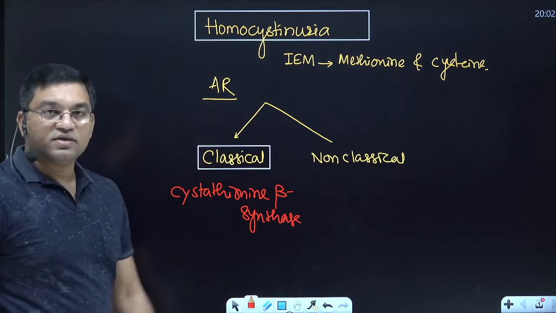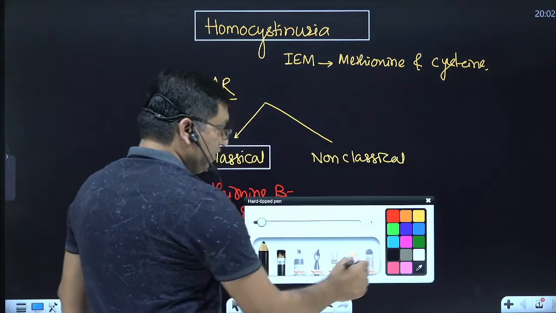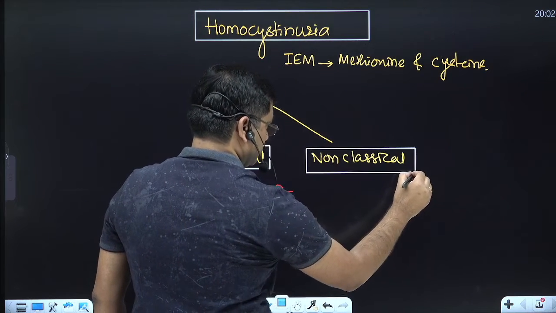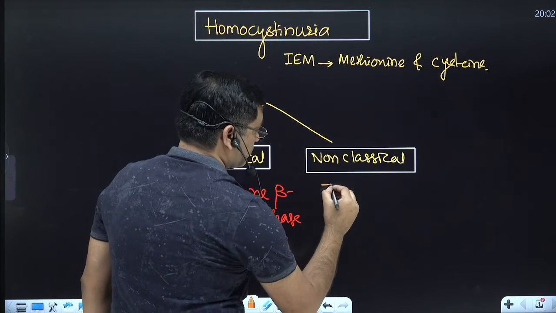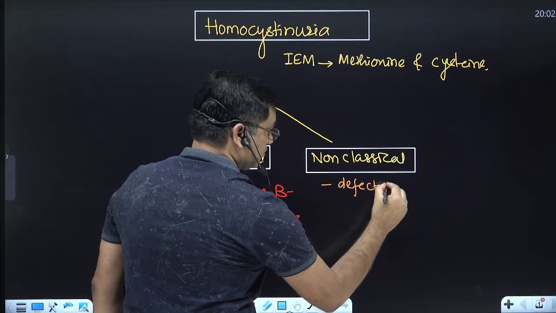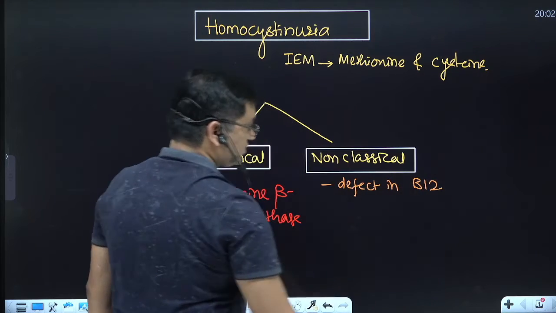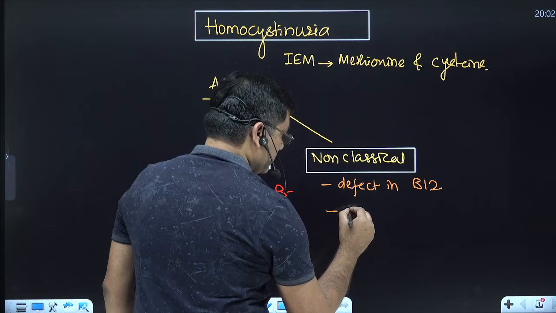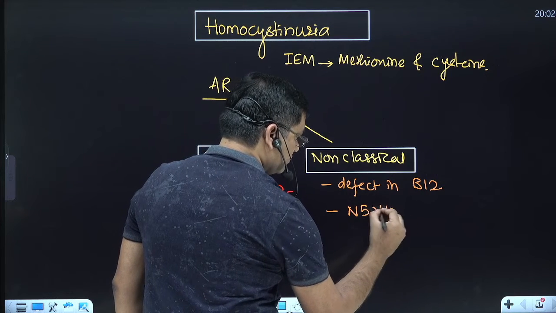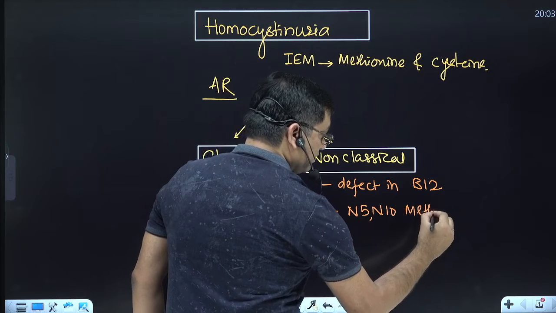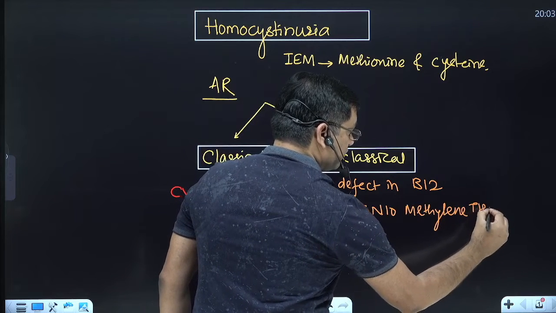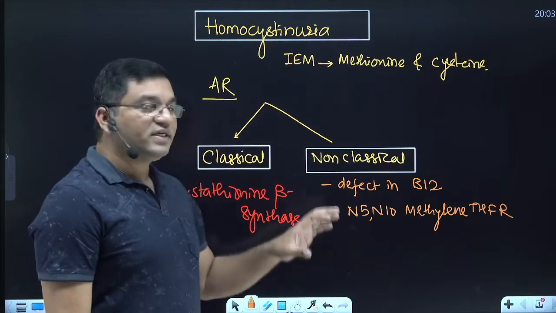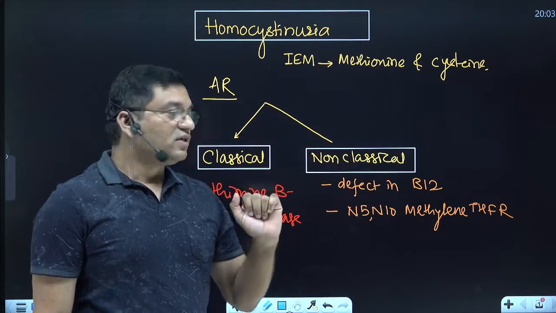And non-classical homocystinuria is mainly due to defect in methylcobalamin synthesis, or due to defect in N5,10-methylene tetrahydrofolate reductase. So these are the two main types of homocystinuria, that is classical and non-classical.